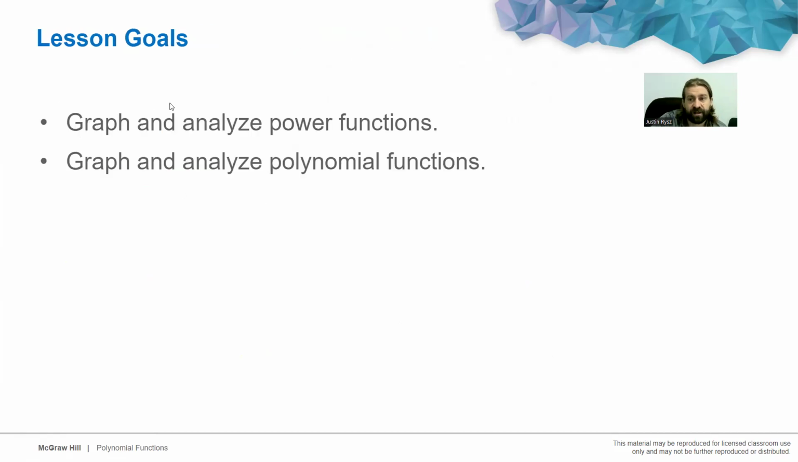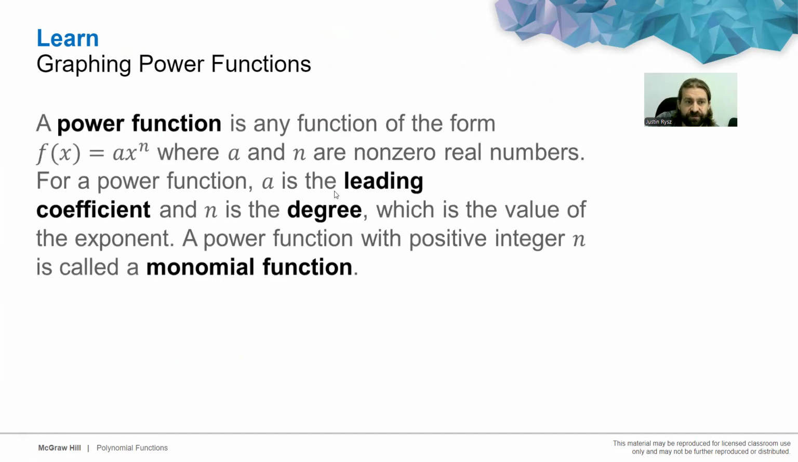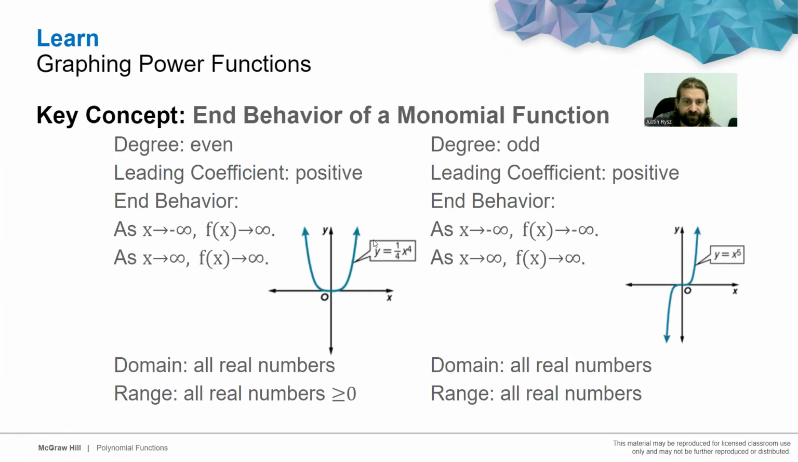Okay, so our first lesson here in 4.1 is to look at a graph and analyze power functions and to graph and analyze polynomial functions. So a power function is any function in the form of ax to the n power, where a is some number that's not 0, and a is also known as the leading coefficient. n is the degree, so n is the value of the exponent. The power function has to have a positive integer n to be considered a monomial function. Later on in the year, we'll talk about what if that is negative.